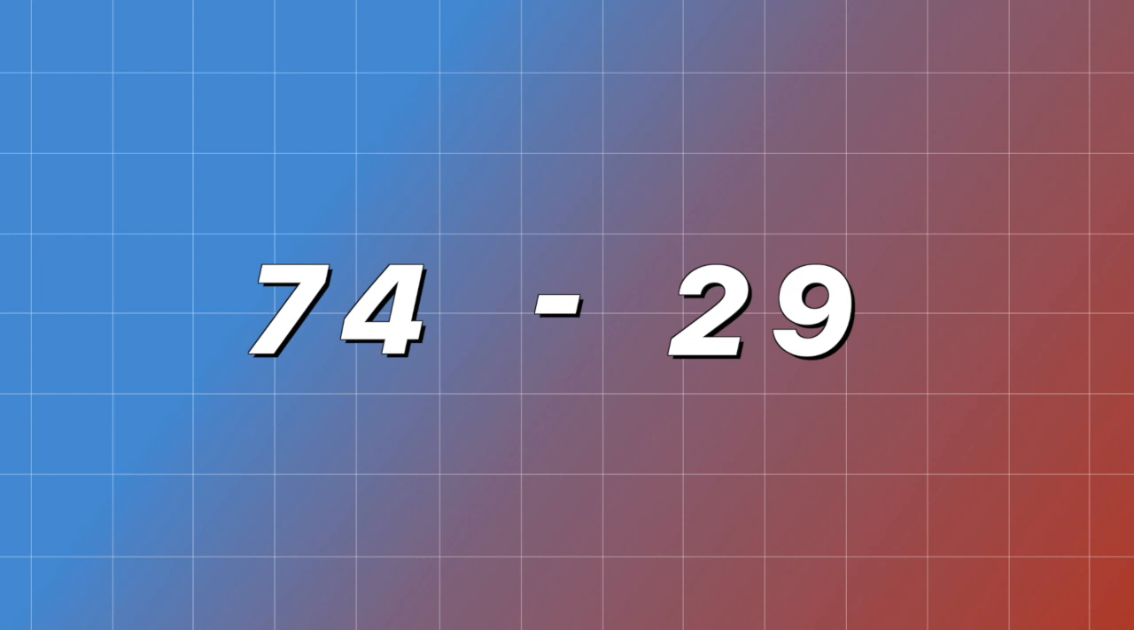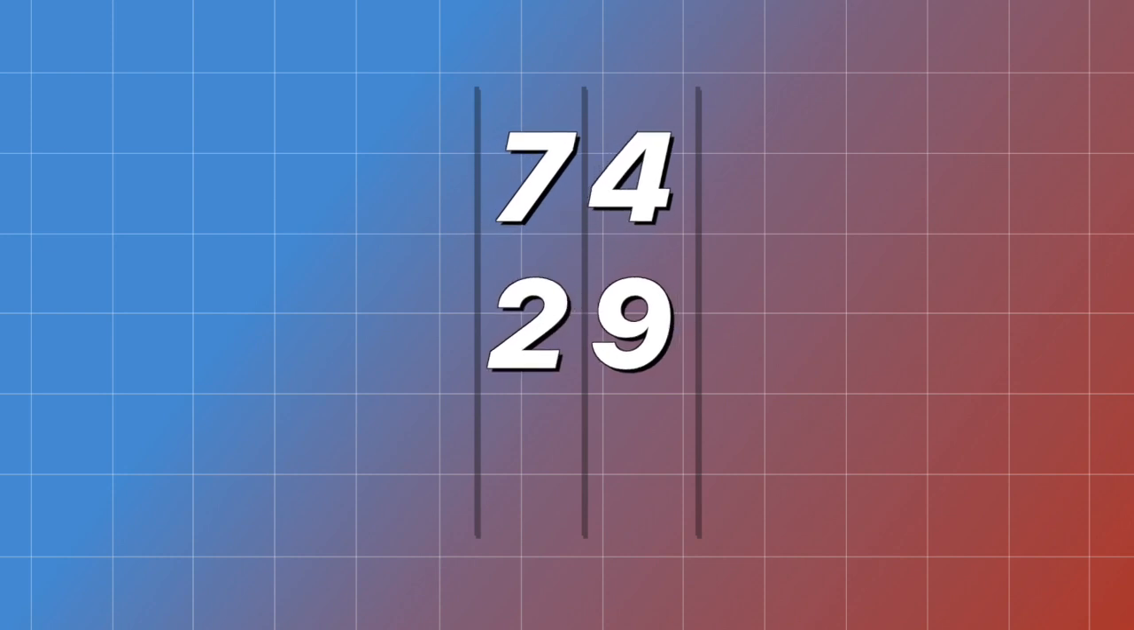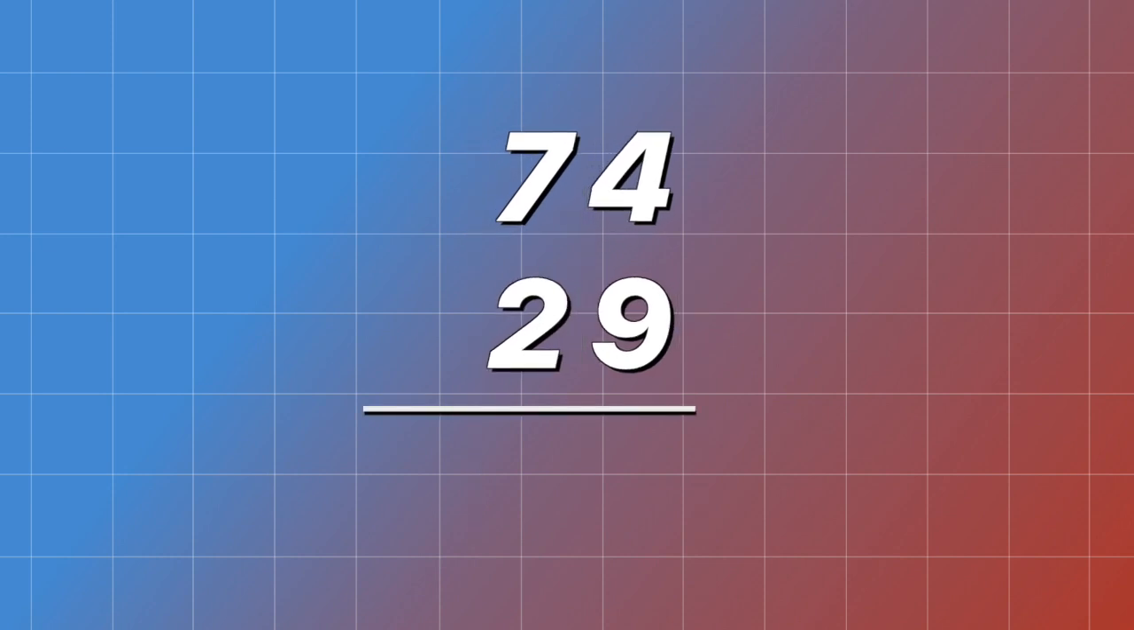For this second example, we follow the same steps as before. First, we align the two numbers for the calculation. Once aligned, we add a horizontal line below the larger number and the minus sign to indicate subtraction. Now let's proceed with the calculation.